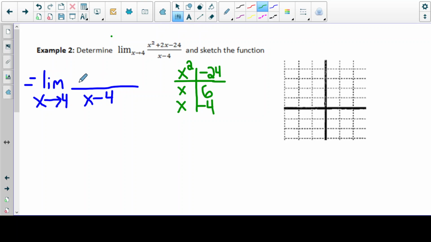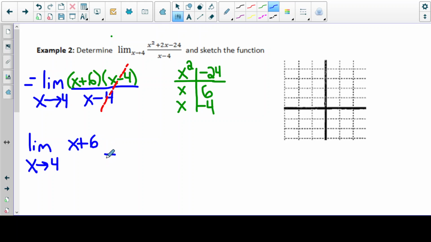And so now in my numerator, now that I've factored it, I have x plus 6 times x minus 4. And as I said, in this case it's possible, and it actually did happen, that our x minus 4s are going to divide each other out. And so now I have my limit as x approaches 4, and now that those x minus 4s have divided each other out, I have an x plus 6.